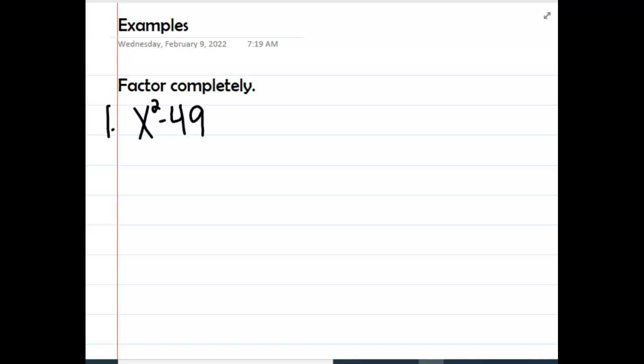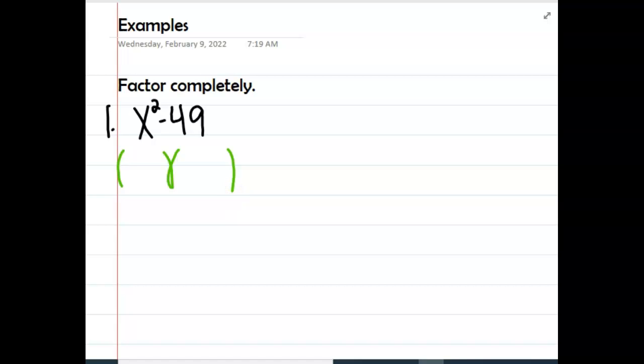Now the next thing in your factor flow chart says count the terms. Notice this is different than what we did yesterday. There's only two terms here, x squared and a minus 49. If there's two terms, according to your factor flow chart, there's only one way you can factor two terms. It has to be a difference of squares, x squared and 7 squared. It works, okay? So we can go ahead and factor.